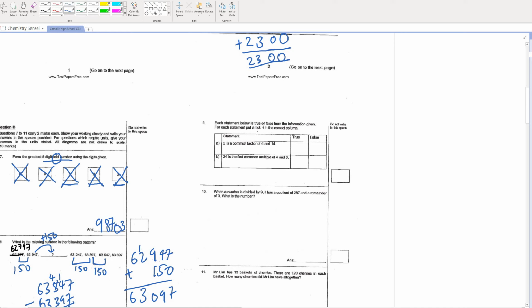Question 9. Each statement below is true or false from the information given. For each statement, put a tick in the correct column. 2 is a common factor of 4 and 14.